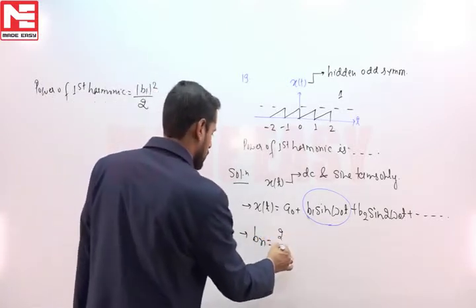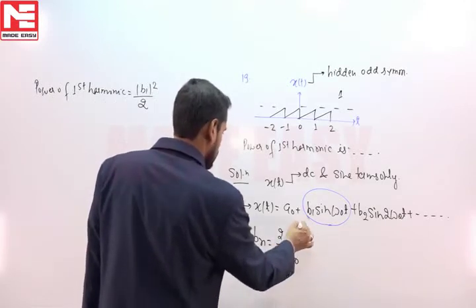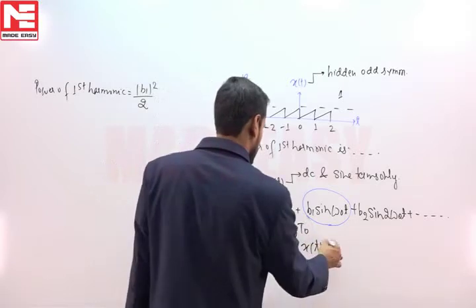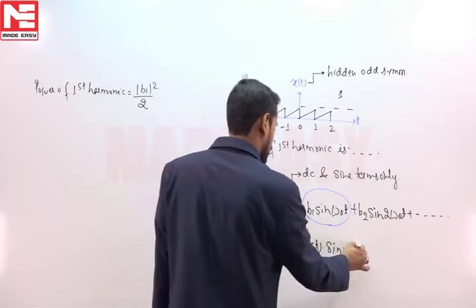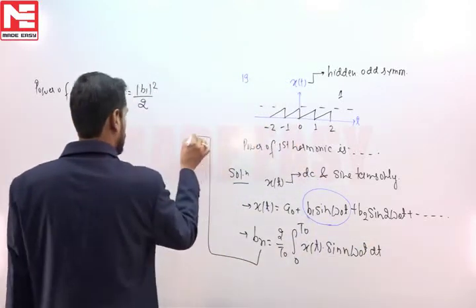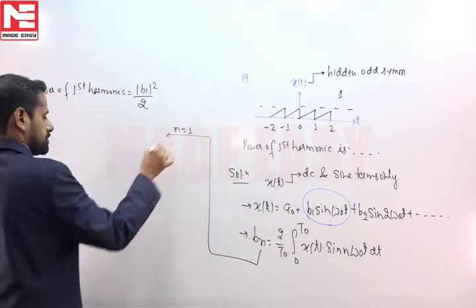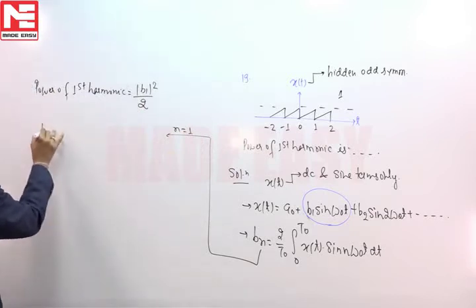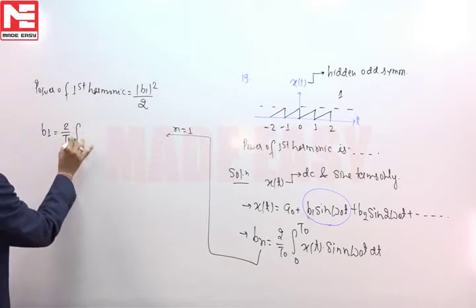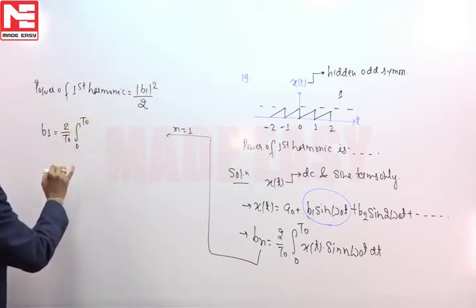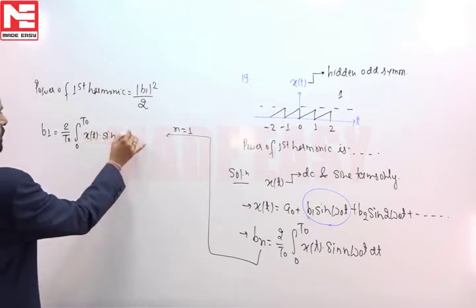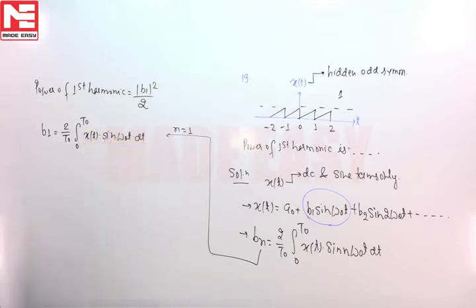Bn is given by this formula: 2 upon T naught integration 0 to T naught x(t) into sine n omega naught t dt. Now, in this formula we will put n equals 1. If we put n equals 1, then B1 will be equal to 2 upon T naught integration 0 to T naught x(t) into sine omega naught t dt.